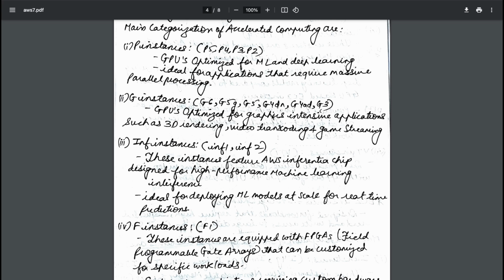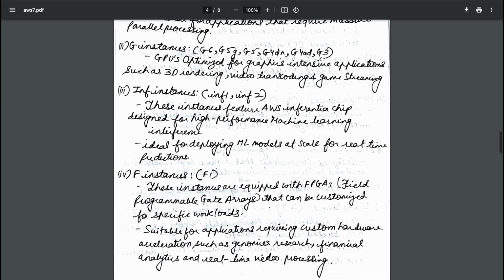The second is G instances, which consist of G6, G5G, G5, G4DN, G4AD, and G3. These GPUs are optimized for graphic-intensive applications such as 3D rendering, video transcoding, and game streaming.